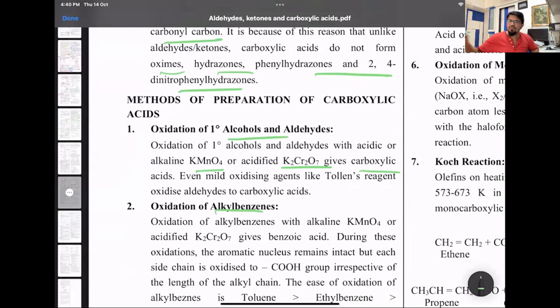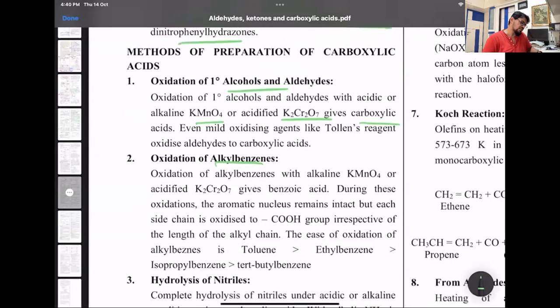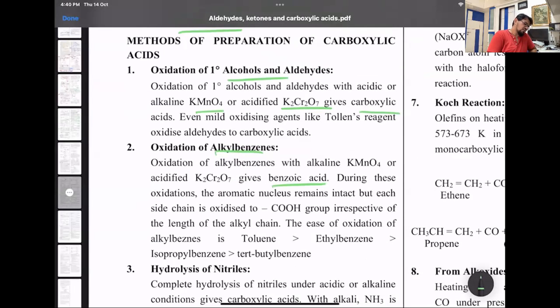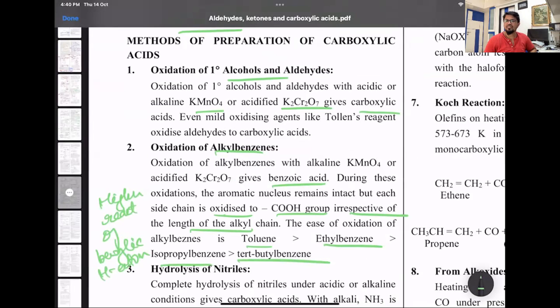Oxidation of alkyl benzene, however long the chain is, in presence of alkaline KMnO4 followed by acid hydrolysis, the long chain can be completely converted. The reason I have told you is that the reactivity of the benzylic hydrogen is more. That's what it says. Finally, it gives benzoic acid. Aromatic nucleus, the side chain is completely oxidized irrespective of the length of the chain. The reason is the higher reactivity of benzylic hydrogen. And the ease of oxidation is that toluene will be oxidized faster.